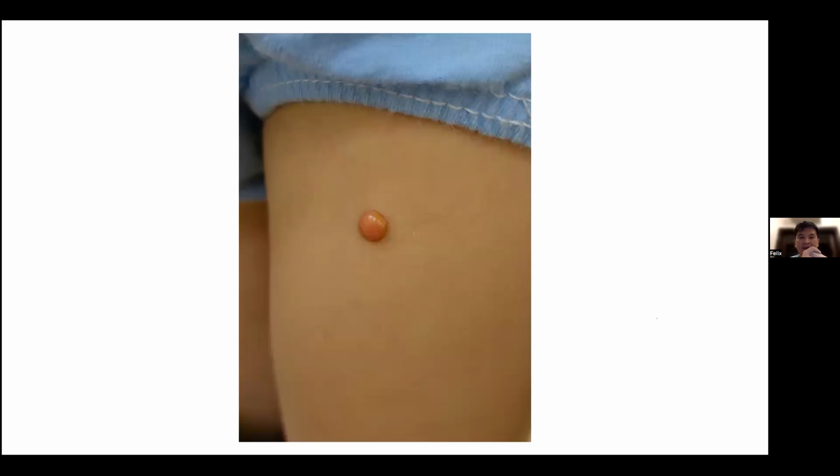Okay. Another nodule. This is a 2-year-old kid presented with this nodule on the back of the thigh. What do you think? Need to do anything or not? Need to cut or not? No need. Then what is it? The parents ask, does it spread to other people or not?